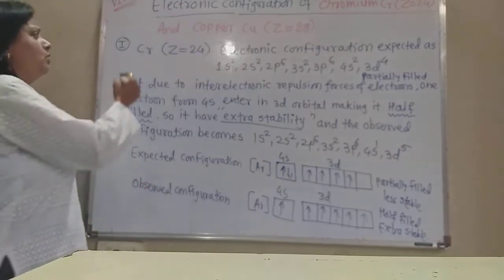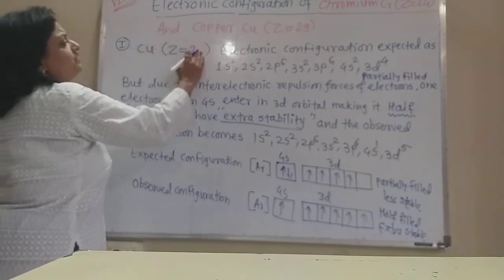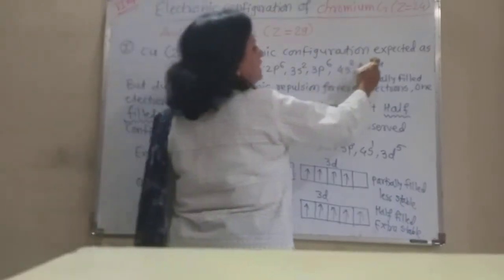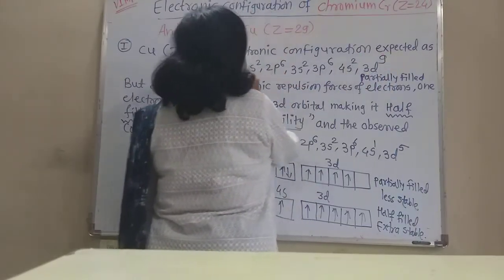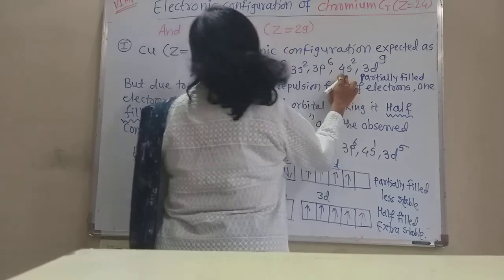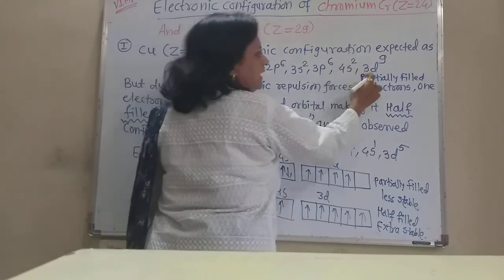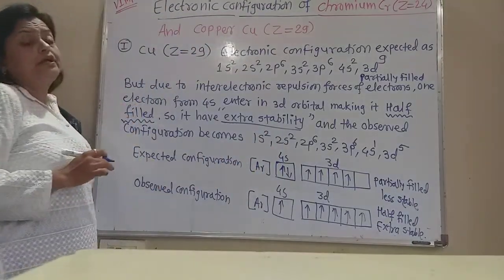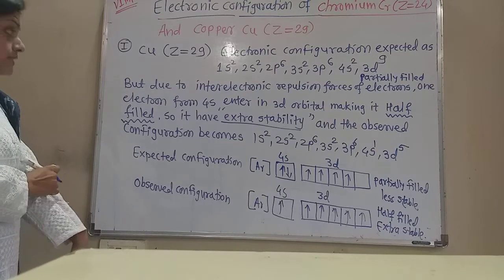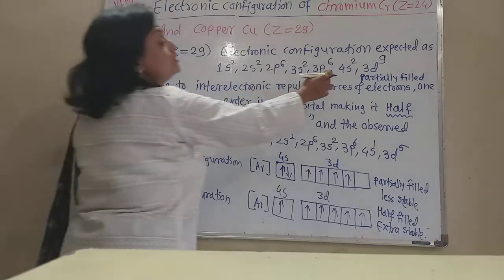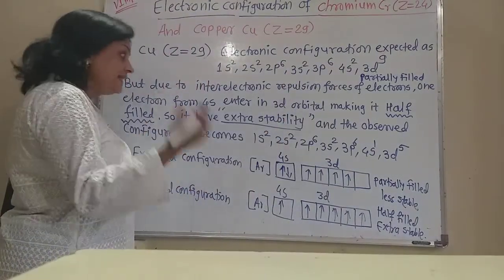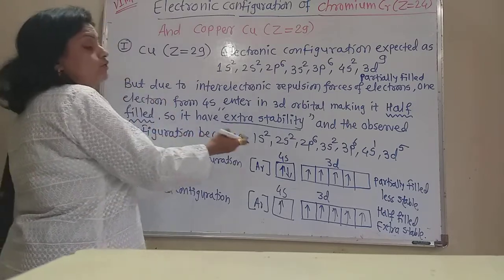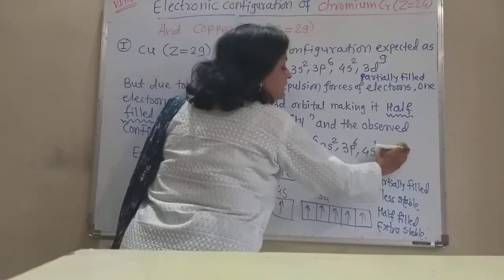In a similar way, copper having Z equal to 29. The expected electronic configuration becomes like this. Up to this there are 20 electrons, 4s2 and 3d9. Now this is also partially filled. Here also, due to inter-electronic repulsion forces, one of the electrons from this 4s orbital is excited into the 3d orbital, and the configuration becomes 4s1 3d10.